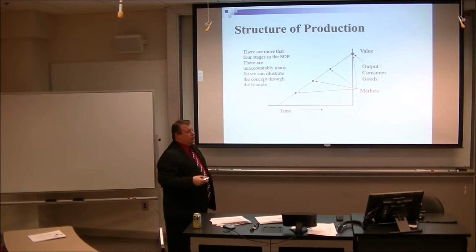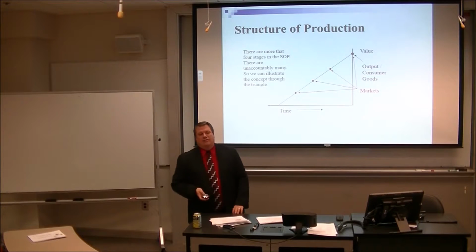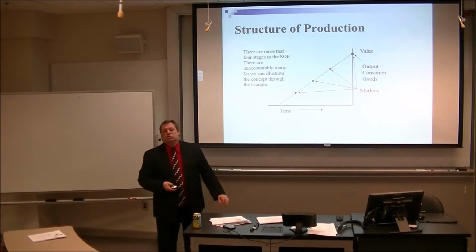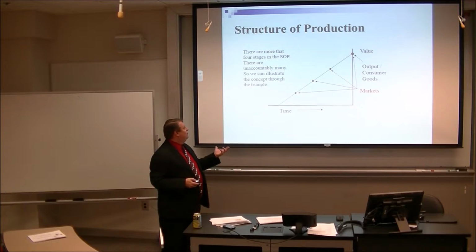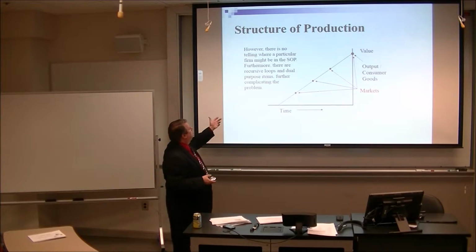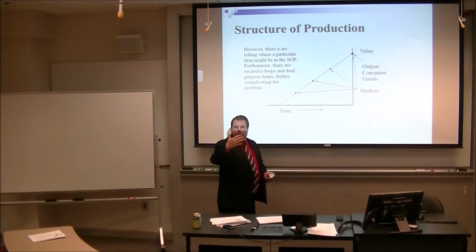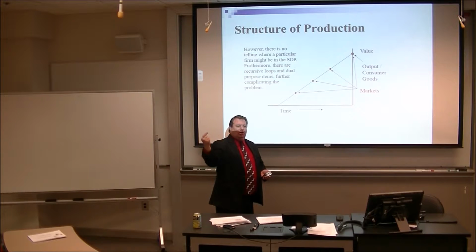Now, I've been saying that there's more than just 4 steps, 4 stages, and so when we aggregate them, there's uncountably many, and so we turn it into a smooth triangle. Does it have to be a nice smooth triangle? No, this is just an illustration of the concept. In fact, what we end up seeing is that there's no telling where a particular firm would be, right? You don't go to a company, and at the gate, right, there's a little picture of the structured production with a big red dot that says you are here, right?